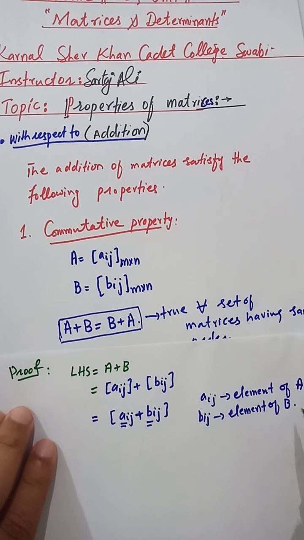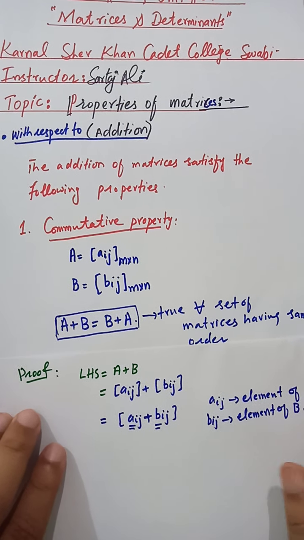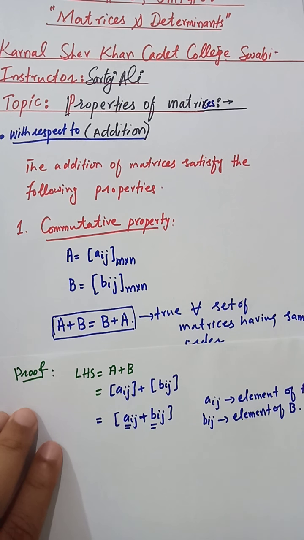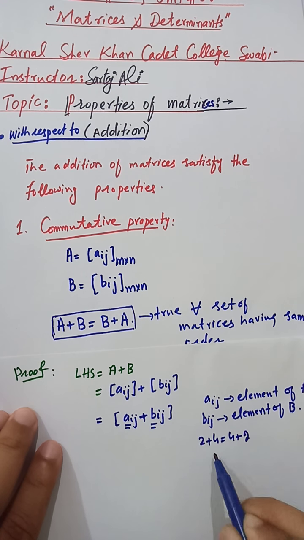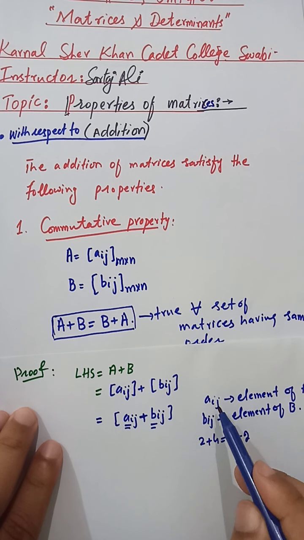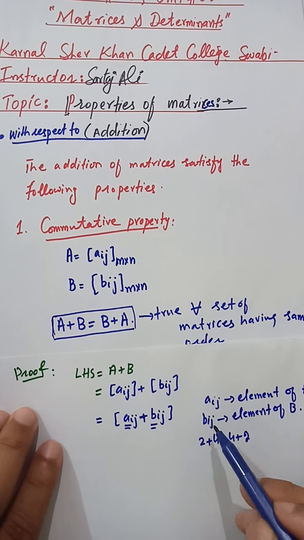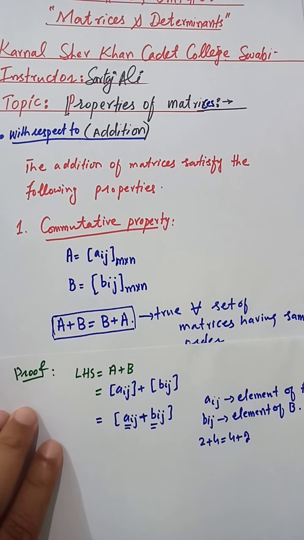And you know that in this chapter we are discussing matrices which contain real numbers; the entries or elements of the sets we discuss in this chapter are real numbers, and we know that real numbers are commutative. If you add 2 plus 4 or 4 plus 2, you will get the same result. So Aij and Bij are real numbers, and real numbers are commutative. This is the example: if you add 2 with 4 or 4 with 2, you will get the same result.